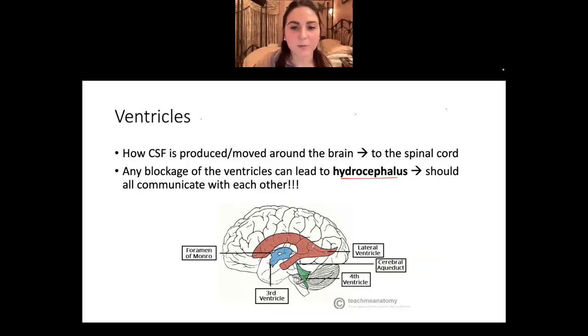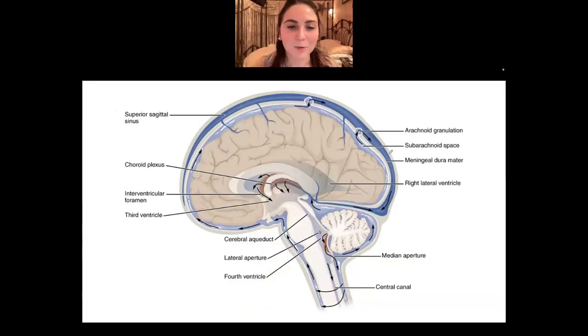All of the ventricles should communicate with each other. So there are two lateral ventricles, and then they go to the third ventricle, and then to the fourth ventricle, and then to the spinal cord. Whatever is not used gets drained, actually into the heart. It goes to the right ventricle of the heart, through the jugular veins back into the heart. But we'll talk about that.